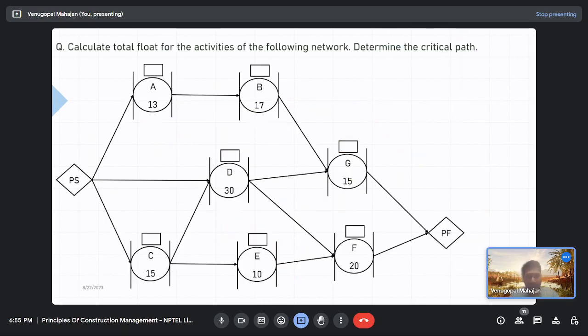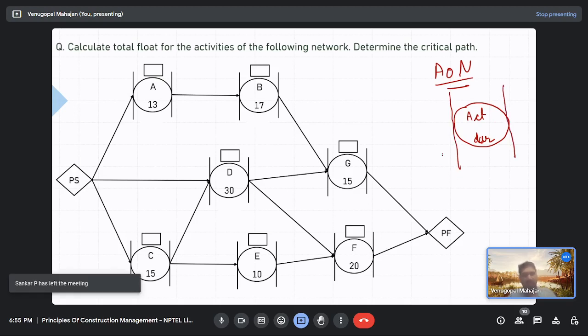Yeah, now that was an AOA network diagram. Let's try to solve this for an AON network, activity on node network. Let me give you the representation here. You have got activity, you have got its duration, then you have got early start time of activity, early finish time of activity, right? So EFT is equal to EST plus duration.